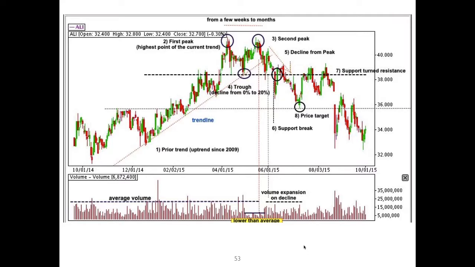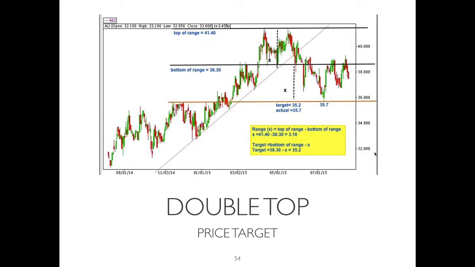Now on volumes, there has to be a volume expansion on the break below the support line. So this was the target computation for Ali's double top, that this was previously in 2015. So the actual reached was 35.7, but the target was 35.2, which was not a very big difference from the target price.